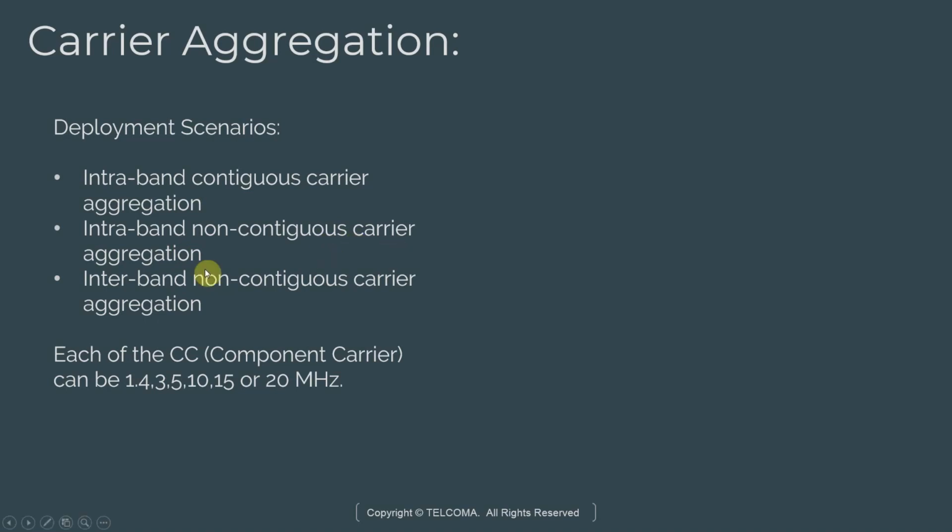The third setup is called interband non-contiguous carrier aggregation. This would be in a scenario where, say, you had two frequency bands, and there were two carriers, and you wanted to do carrier aggregation. In this scenario, you would have interband because it's two different bands, and there are two carriers that you want to use. So that's the setup for the interband non-contiguous carrier aggregation.